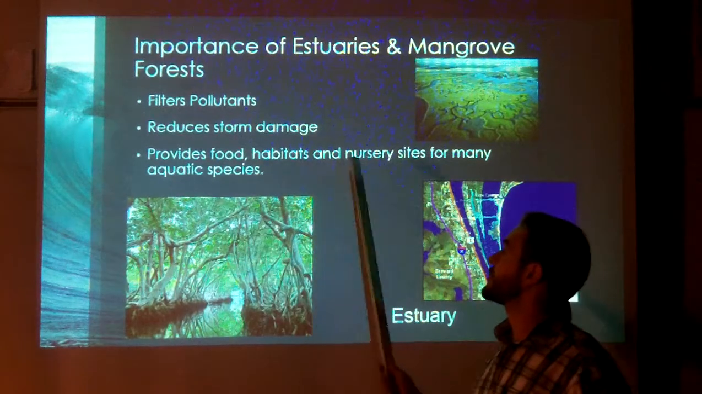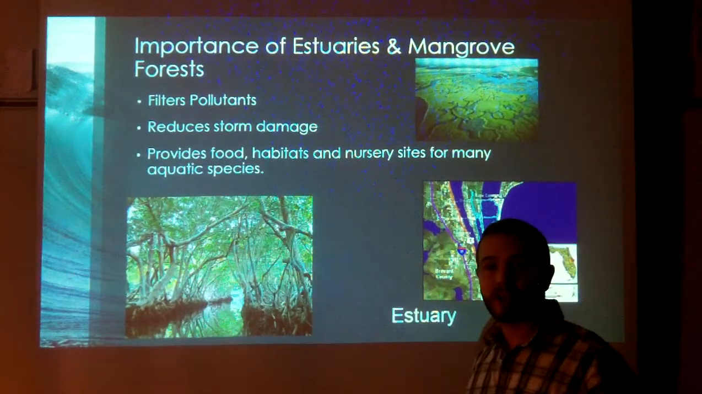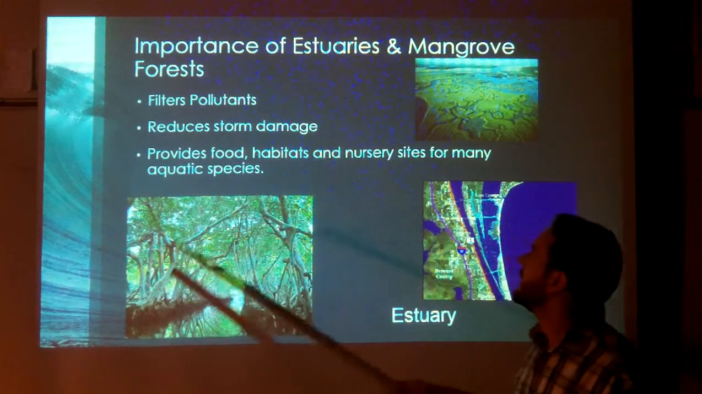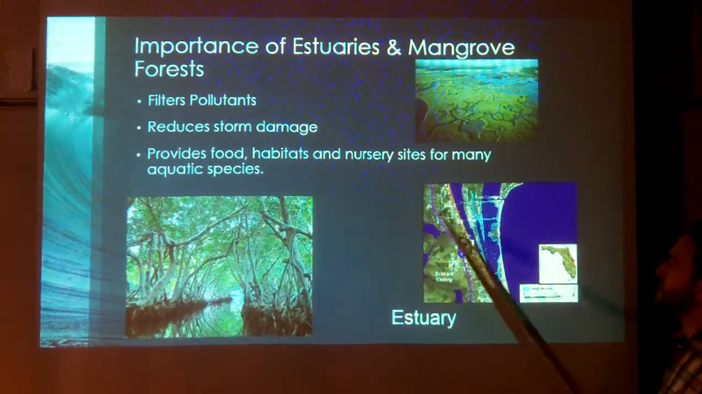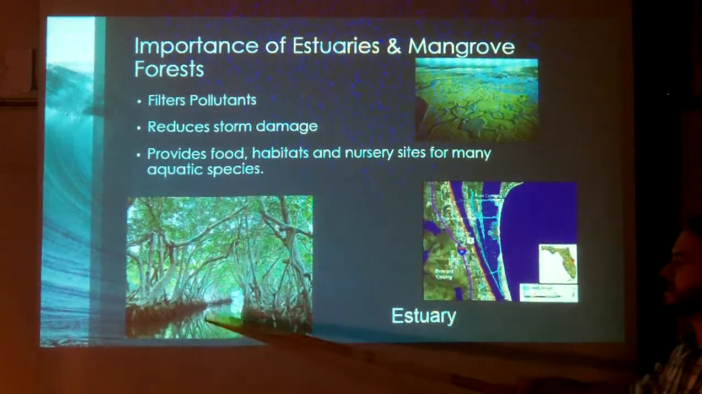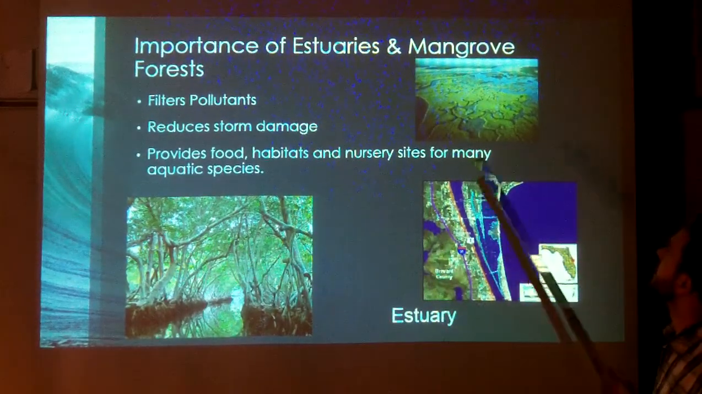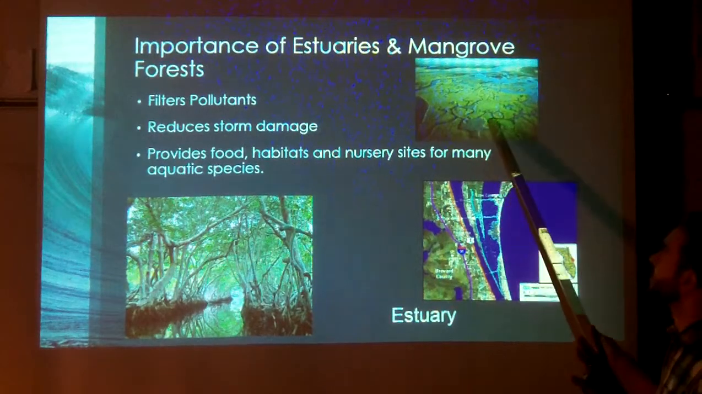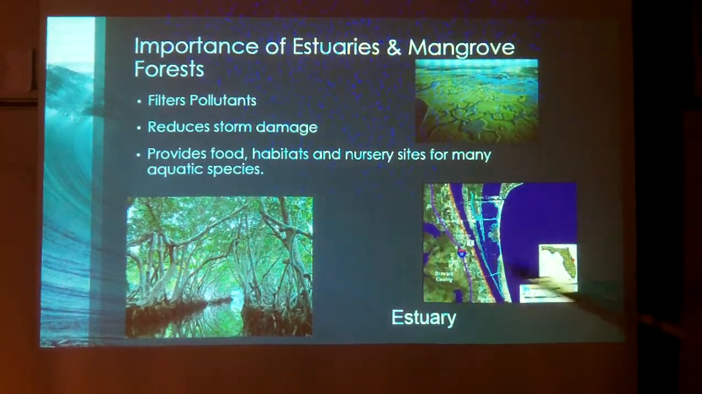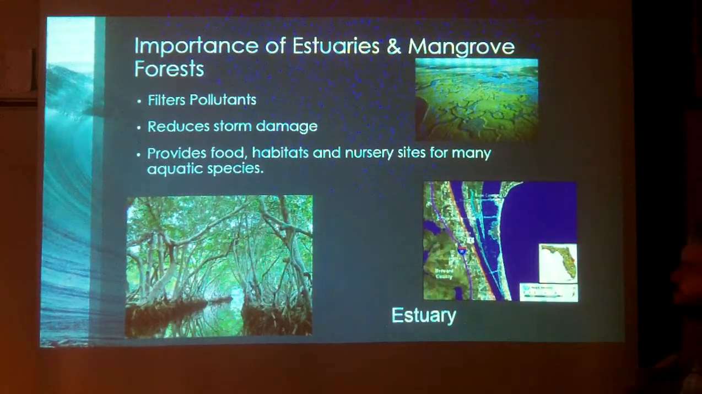It reduces stormwater damage, again by protecting that coastline and reducing the quantity of erosion at each storm event. And it provides food, habitat, and nursery sites for many aquatic organisms. A great place to go kayaking is these mangrove forests. Here is an estuary marsh, and then this is the Indian River Lagoon, which is an estuary.